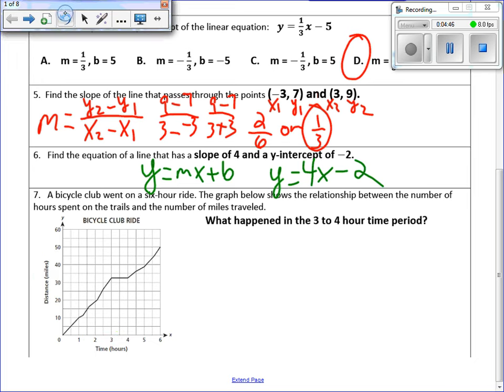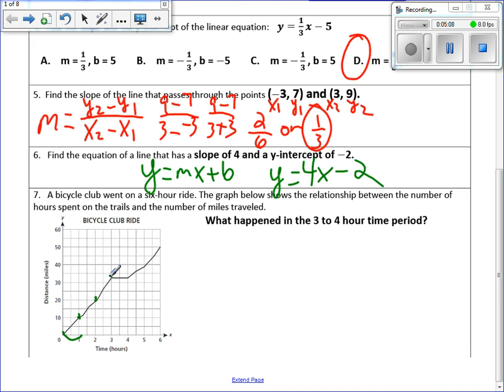So they start at (0, 0). That means before they went biking, they went 0 miles. Then you can see, after 1 hour, they went 10 miles. After 2 hours, they went about 20. After 3 hours, they went about 32 and a half.